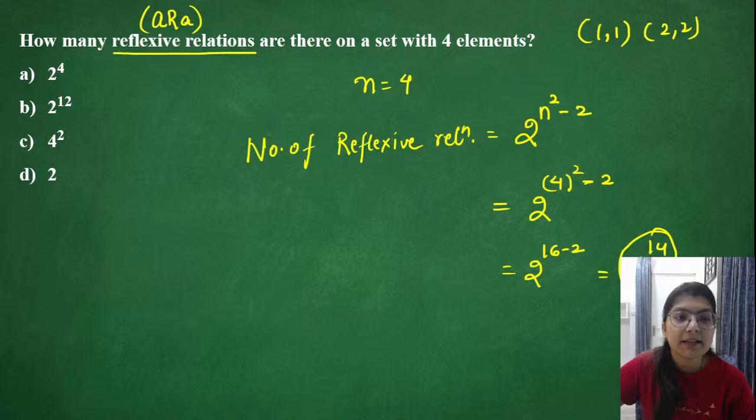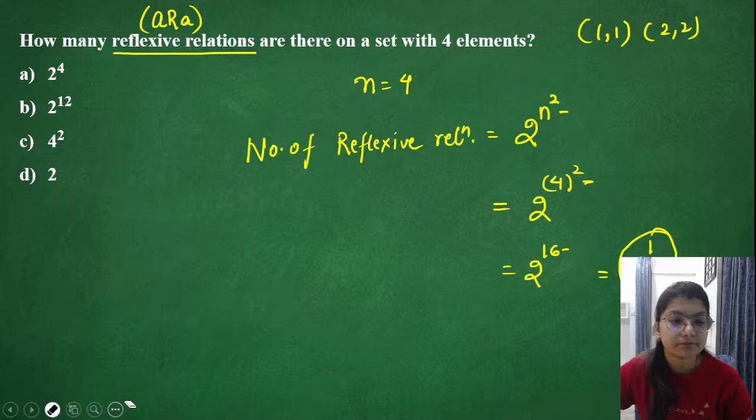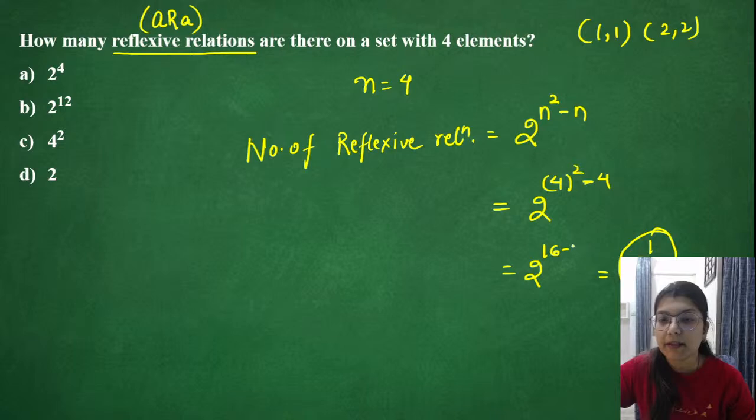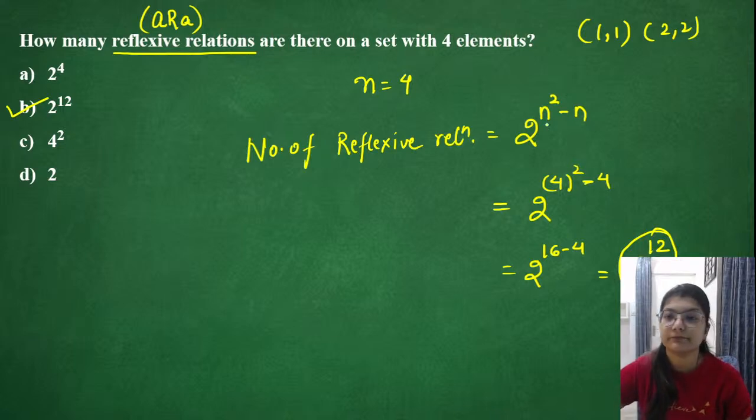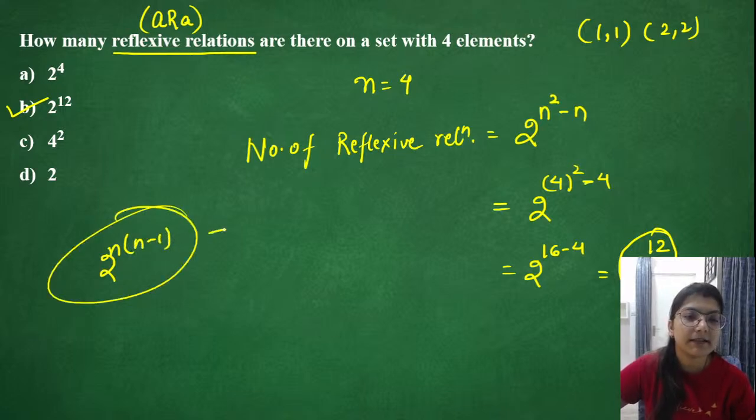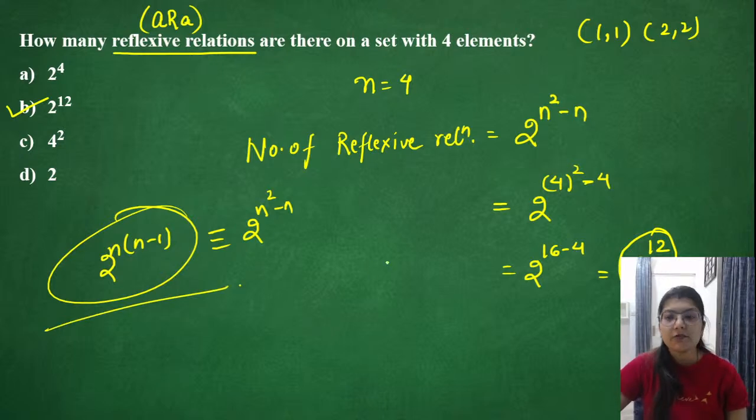So the correct answer is, sorry, not that. It is n square minus n, sorry. 2 raised to power n square minus n. So this will be 2 raised to power 16 minus 4, that is 2 raised to power 12. So the correct answer is option number B. You can also write 2 raised to power n(n minus 1). It is the same as 2 raised to power n square minus n. So the correct answer is option B, that is 2 raised to power 12.